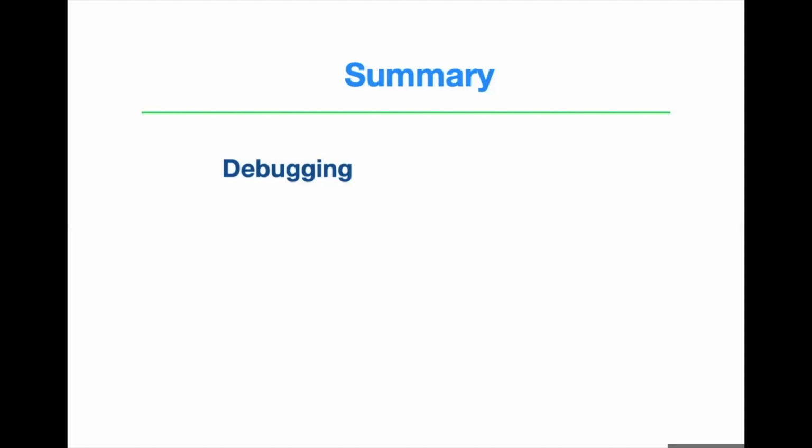Summary. In this section, we have seen how to debug different types of bash scripts, how to handle errors within the script, and how we can use the logging feature for creating a better script. So this brings us to the end of this module as well as the end of this course.